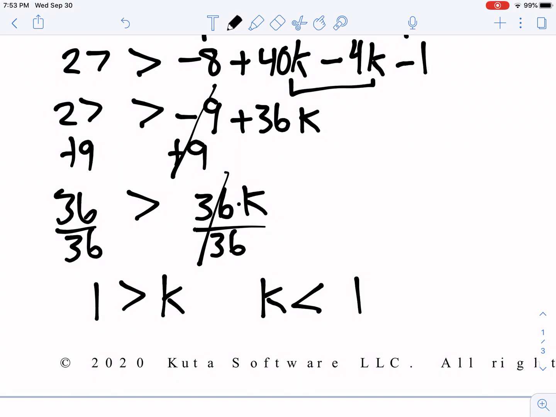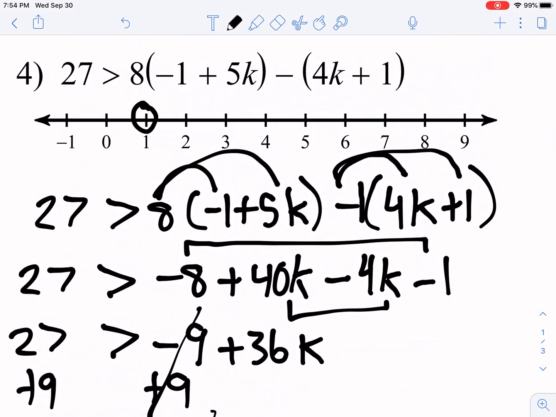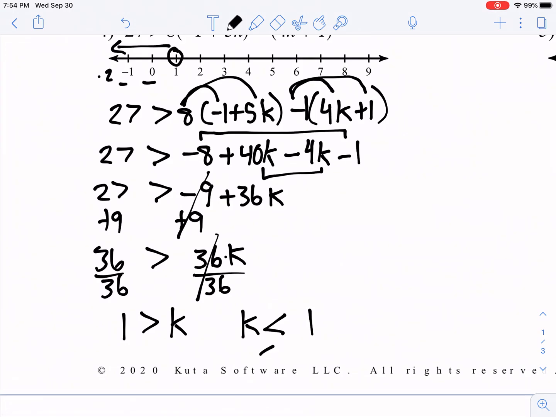So this says all the numbers smaller or less than 1. Does that include 1? No. Okay, so are we going to use an open circle or a closed dot? Open circle at 1, and all the numbers smaller than 1 are 0, -1, -2, and so on. Again, notice it's facing the same direction as this guy here.